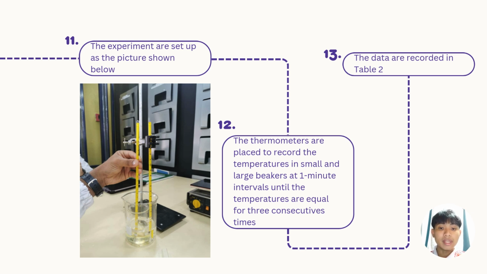Next, the thermometers are placed to record the temperatures in the small and large beakers at 1 minute intervals until the temperatures are equal for 3 consecutive times. And all of the data will be recorded on table 2.